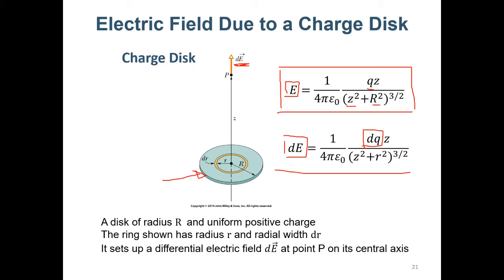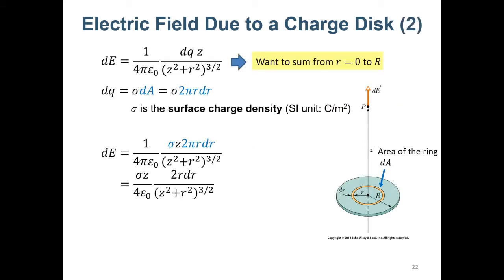So this is a disk with radius capital R and uniform positive charge, and the ring shown has a radius small r, and the width of this ring is dr. So let's move on. We need to do this integration, and then we make a small substitution. We know dq will be the density times the area of this ring.